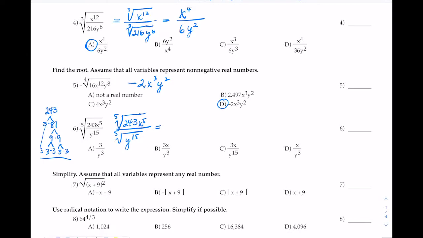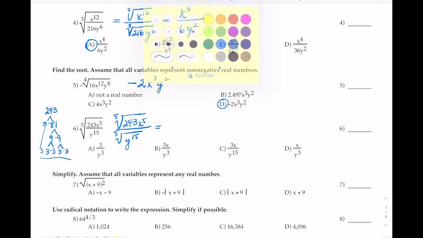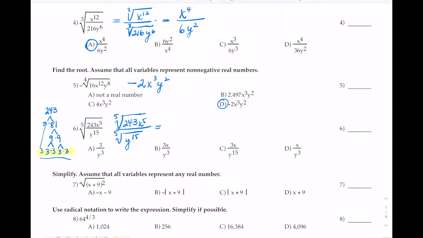When you're looking for a fifth root, you want to find a group of 5 of the same number. And here's my group of 5. So 3 to the fifth is 243. So that's how I know that's the fifth root of 243. And then 5 goes into 5 one time, so I have x to the first. And then for the fifth root of y to the 15th, 5 goes into 15 three times, so that would be y to the third. So here my answer is letter B.